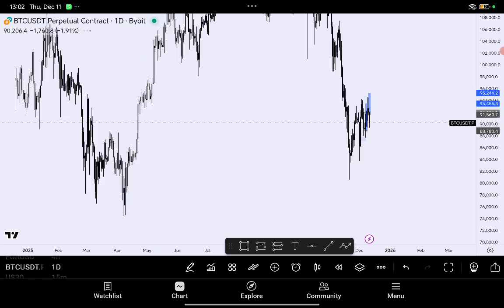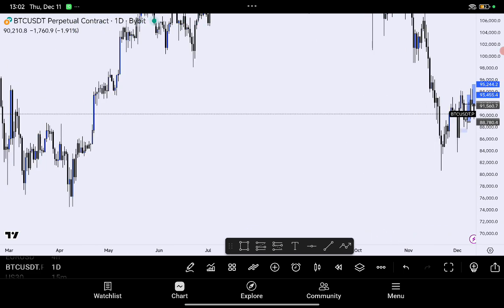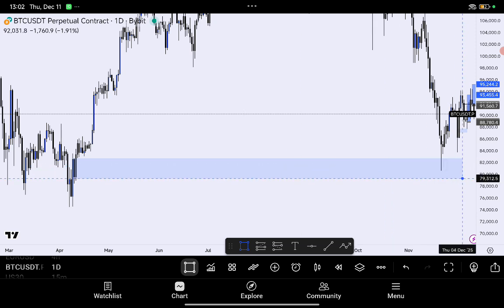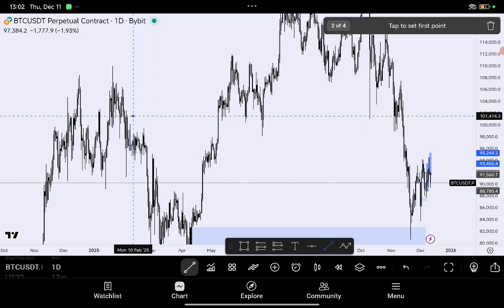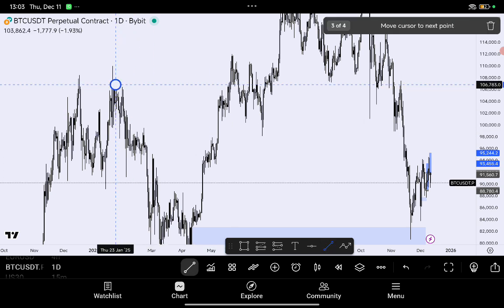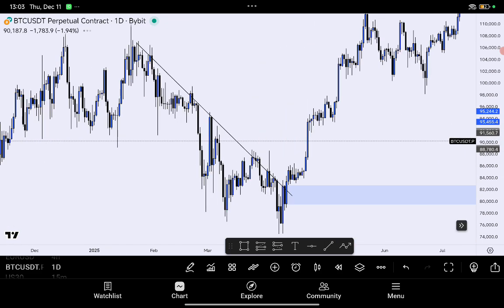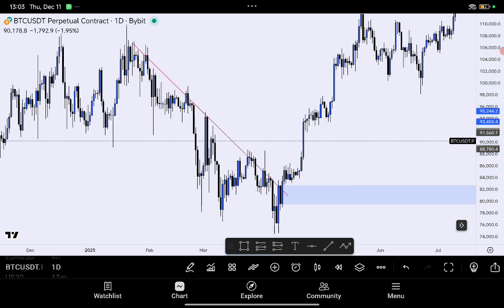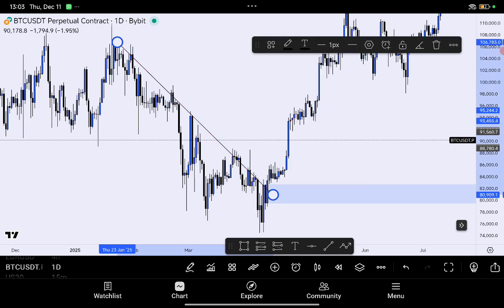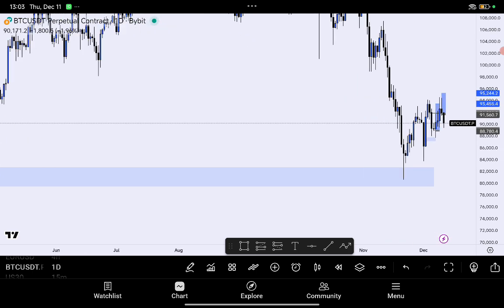After I see that the market might want to react from this order block here on a daily time frame, because this order block caused the shift in this bearish trend. Sorry. So I waited for the market to react from there.